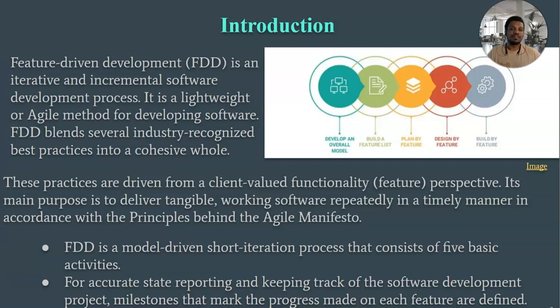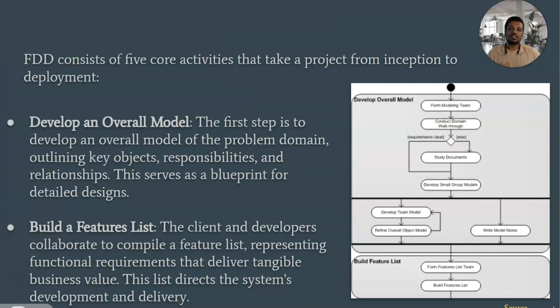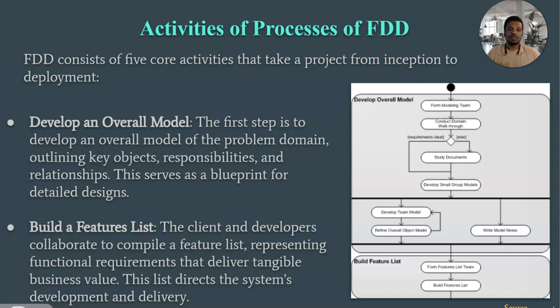FDD is a model-driven short iteration process that consists of 5 basic activities. For accurate state reporting and keeping track of the software development project, milestones that mark the progress made on each feature are defined. Now let's talk about the basic activities. FDD consists of 5 core activities that take a project from inception to deployment.